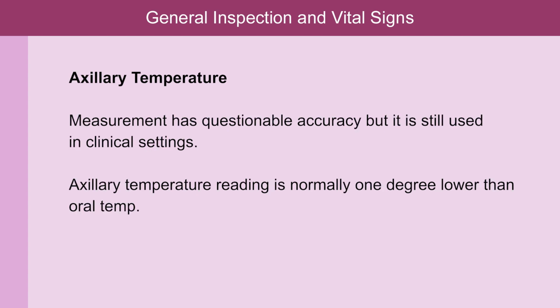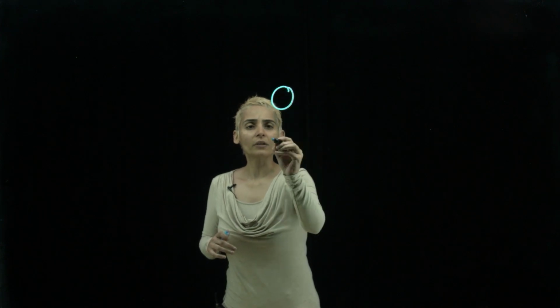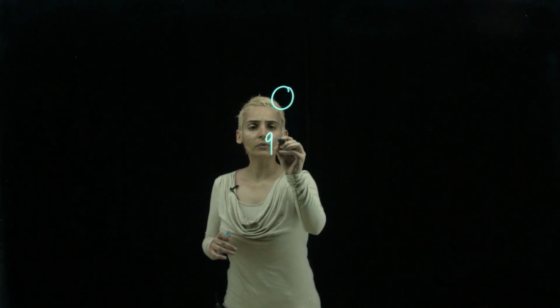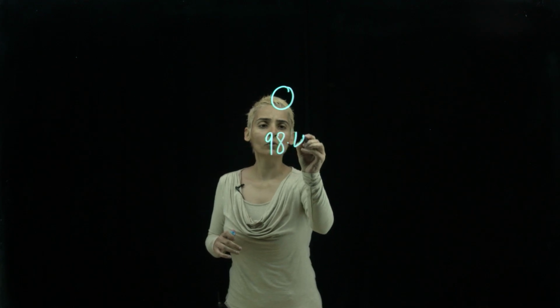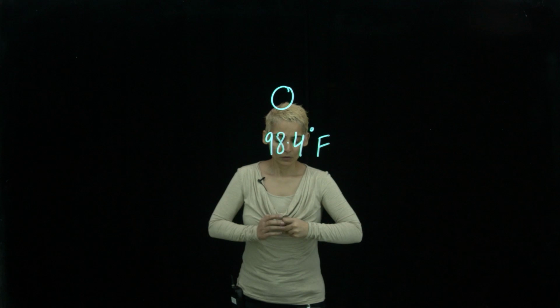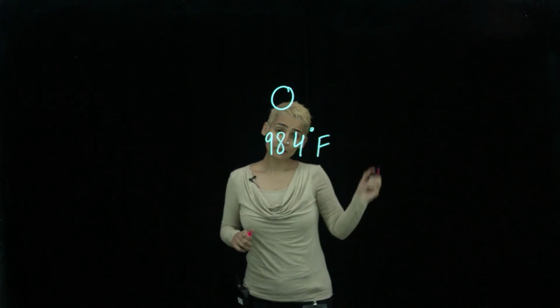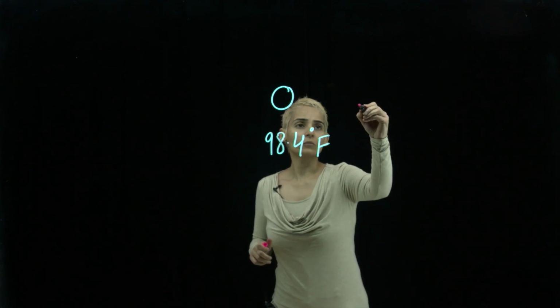For axillary temperature measurement, this measurement has questionable accuracy, but it is still used in clinical settings. So axillary temperature reading is normally 1 degree lower than the oral temperature. So if your oral temperature reading is 98.4 degrees Fahrenheit, okay? If you had to change it to axillary temperature, what would you do?